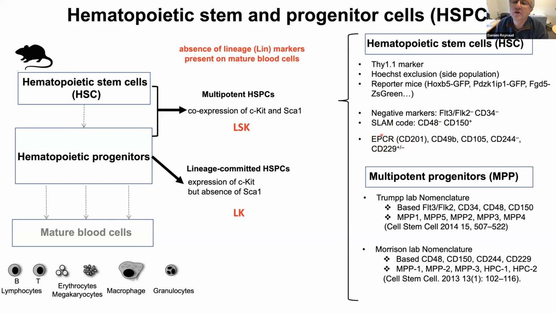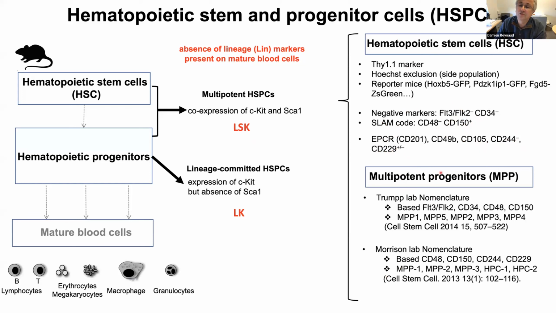So other markers have been used to further enrich the most immature stem cell compartment. These markers include EPCR, which is also CD201, CD49B, CD105, CD244, and CD229. These are basically an add-on to the stem cell compartment defined by the SLAM markers. So this is all the ways that we have to isolate stem cells in the LSK compartment.